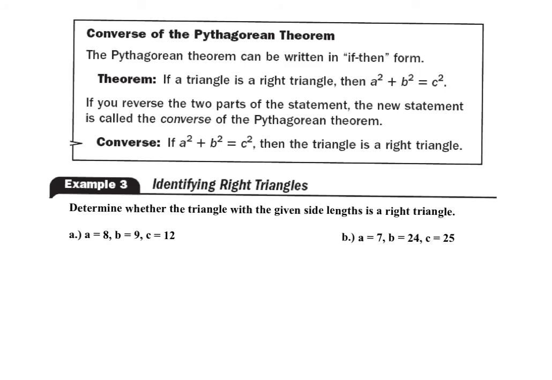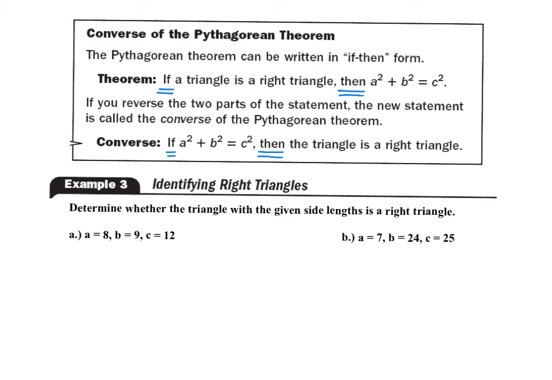Okay, so the final thing we're going to look at in this lesson is called the converse of the Pythagorean theorem. So the Pythagorean theorem is an if-then statement. It says if a triangle is a right triangle, then a squared plus b squared equals c squared. The converse is when you reverse those two statements. So we're going to flip it and say if a squared plus b squared equals c squared, then we know, without even drawing it, the triangle is a right triangle. And this is going to be helpful to us as well.